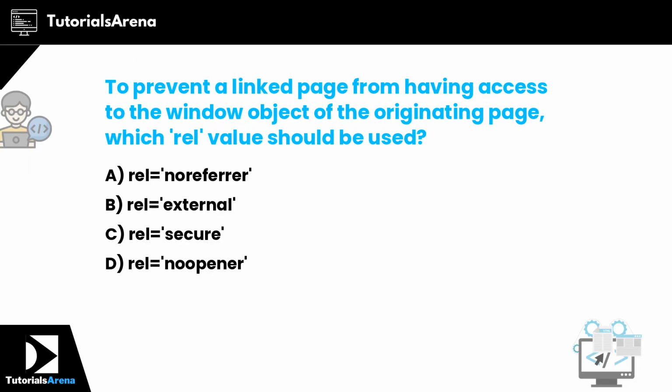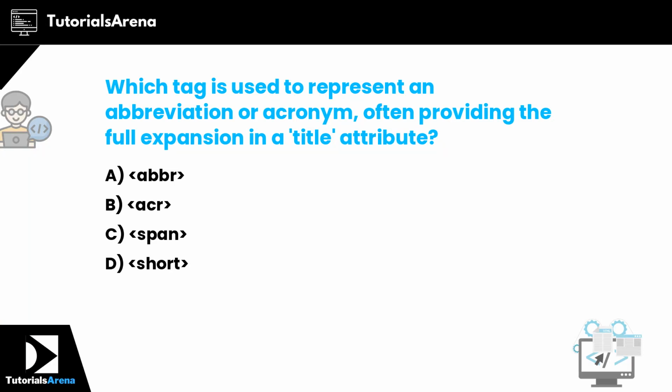To prevent a linked page from having access to the window object of the originating page, which rel value should be used? The correct answer is option D, rel equals noopener. Which tag is used to represent an abbreviation or acronym, often providing the full expansion in a title attribute? The correct answer is option A, ABBR.